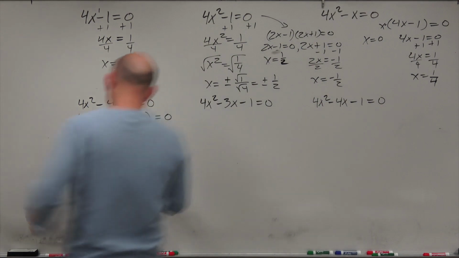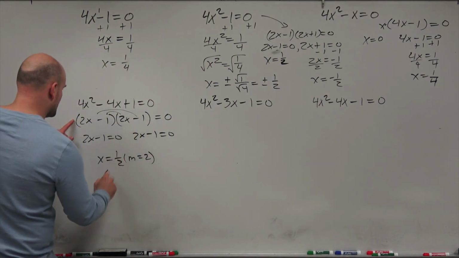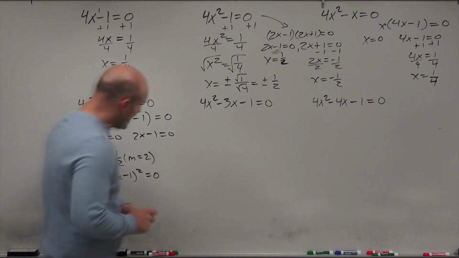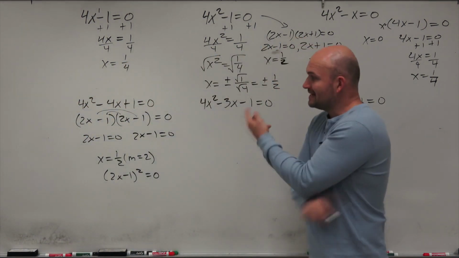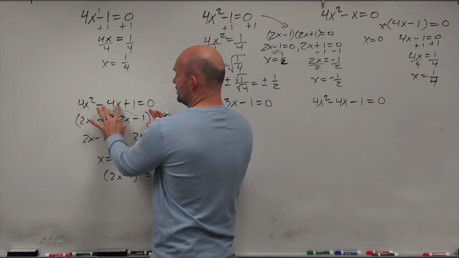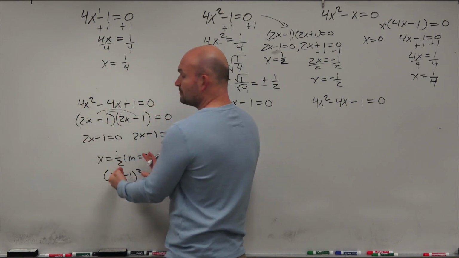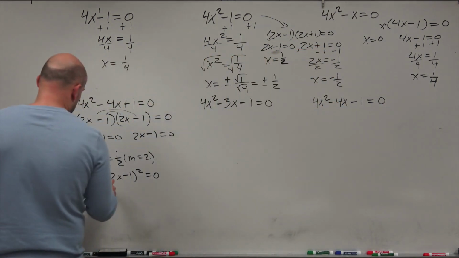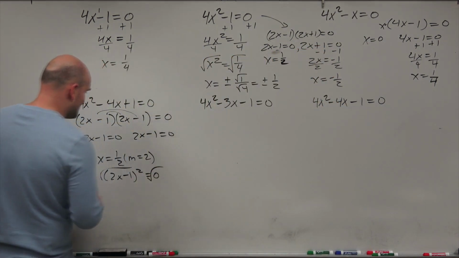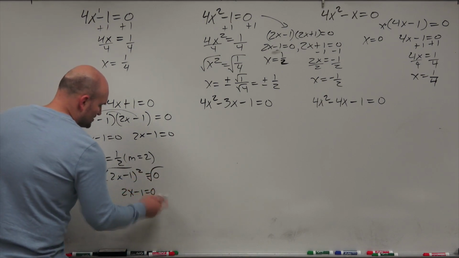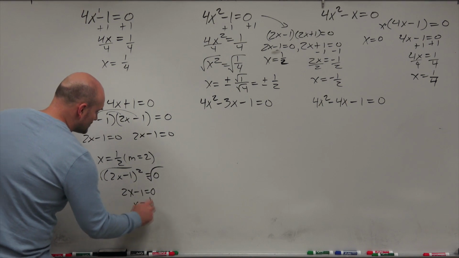Now, another way we could look at this is we could also rewrite this expression as 2x minus 1 quantity squared equals 0. So now I have one variable. What I did is I took this trinomial, refactored it, and then rewrote it as a binomial squared. And now what I can do is just use my inverse operations. Now, the cool thing about inverse operations for 0 is it's just going to be plus or minus 0, which is still just 0, and then x equals 1/2.